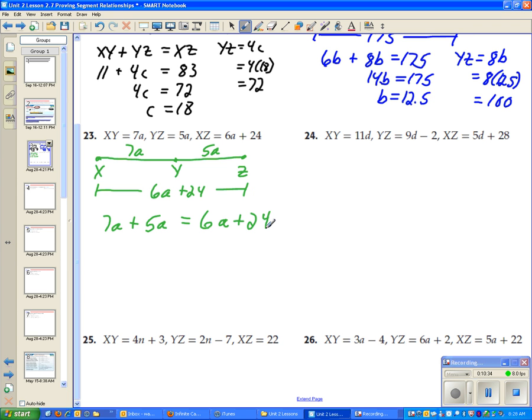Did you get the same equation I did? All right, solve it. Did you get the same a I got? All right, then the length of YZ would be 5a, well, 5 times 4, and that's 20.